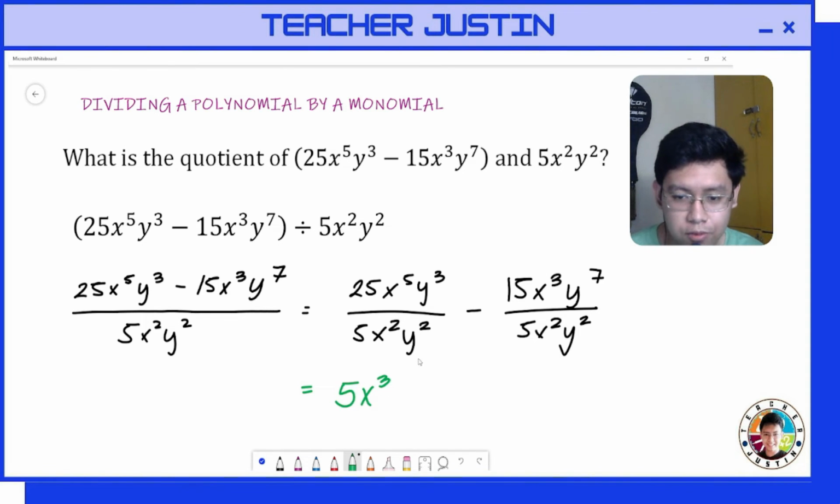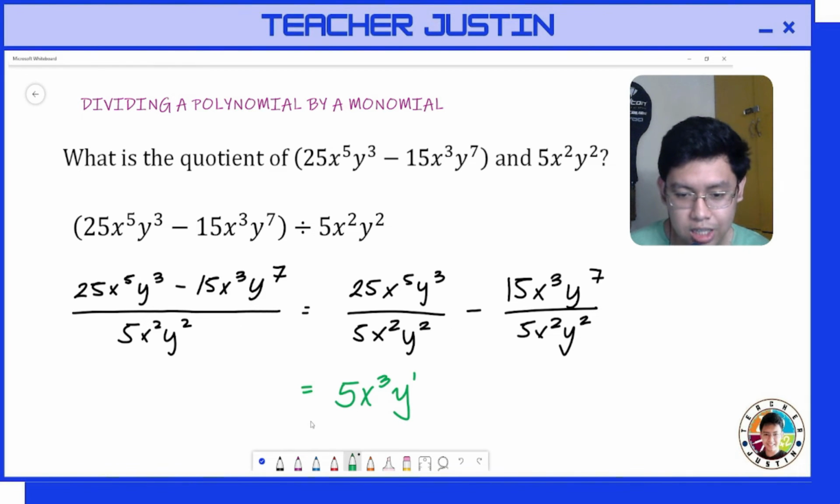Next, let's proceed to the variable y. y raised to 3 divided by y raised to 2. So copy the variable y and then subtract the exponents. 3 minus 2 is 1. So it will be y raised to 1, or just simply y. So their quotient will be 5x raised to 3 y raised to 1.